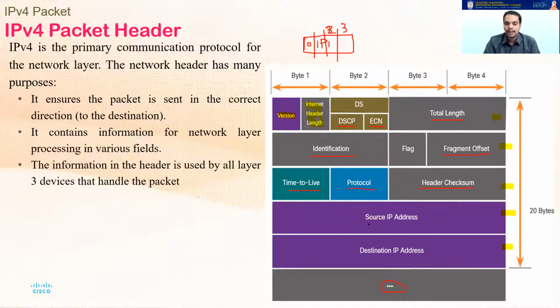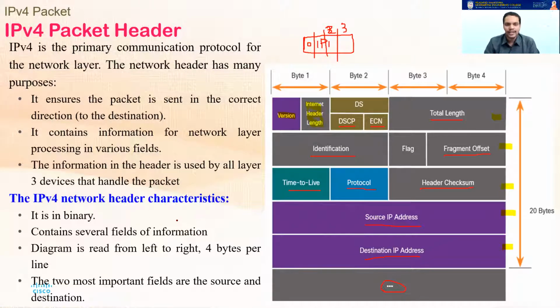The next things in these headers are the source IP address and the destination IP address. Both of them are 32 bits in length. An IPv4 address is 32 bits in length, and these are all the fields of your IPv4 header. Remember that it is 20 bytes, and we have all the fields over here.